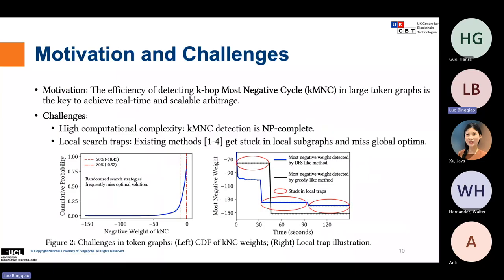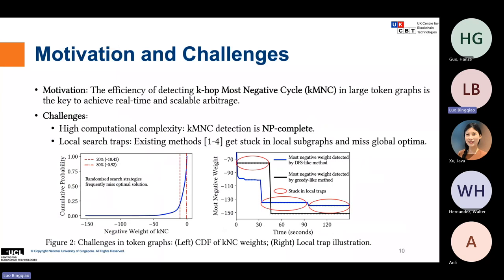Among these 4 steps, we find that the second step, which is the detection of the K-hop most negative cycle, which we call KMNC, is the key to securing real-time and scalable arbitrage. But there are 2 major challenges that current literature faces. The first one is very high computational complexity. It is actually an NP-complete problem.